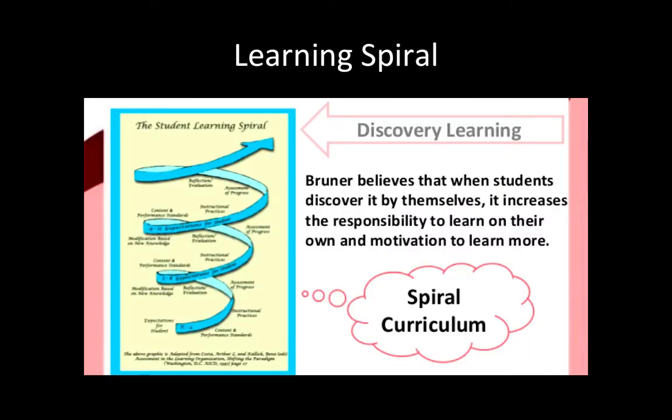And then the other thing with the learning spiral is that Bruner says when students discover it by themselves, it increases their responsibility to learn on their own and motivation to learn more. And so our teaching, our curriculum needs to continually spiral to build upon each other, similar to scaffolding, only he called it a spiral, so that they can learn in bits and pieces. Think cognitive theory. I can only do 4 pieces at a time in my short-term memory. And this spiral of continually revisiting and reflecting and double loop learning is what makes discovery learning so important.